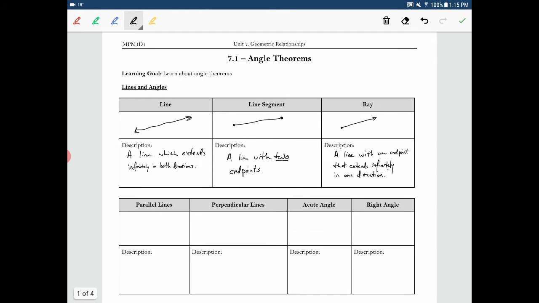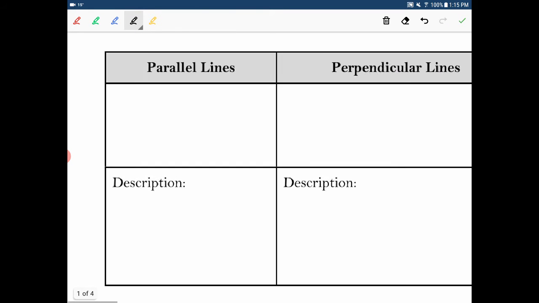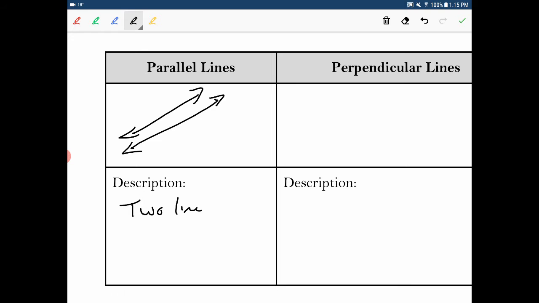So let's take a look at parallel lines. I'm sure this one's not new for you. So parallel lines, again my perfectly straight lines here. We've got two lines and they just never touch. So two lines which never touch. They'll go on forever and ever, and they'll never touch.